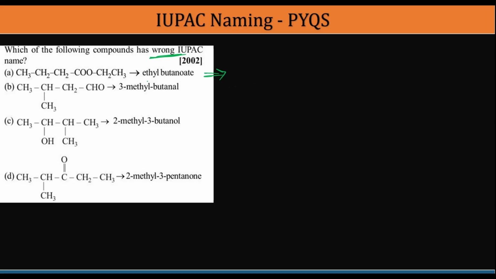Okay, so here they have given ethyl butanoate. Here it is like this: CH3, CH2, CH2, C double bond O, CH2, CH3. It's correct only. This is an ethyl group, right? And if you consider this whole group, 4 carbons are this, so that's why this is ethyl butanoate. Yeah, this is fine.